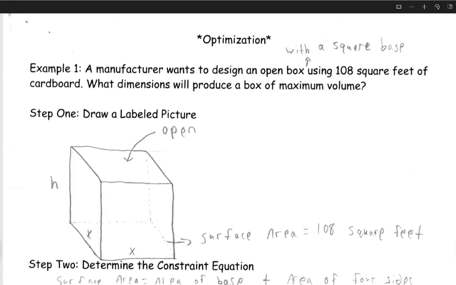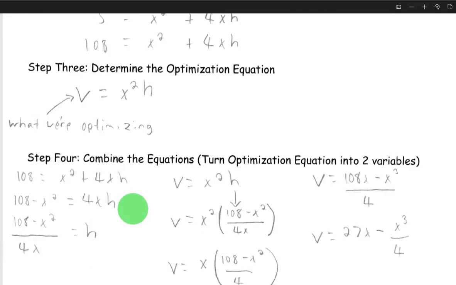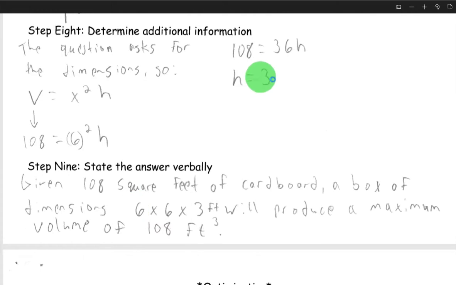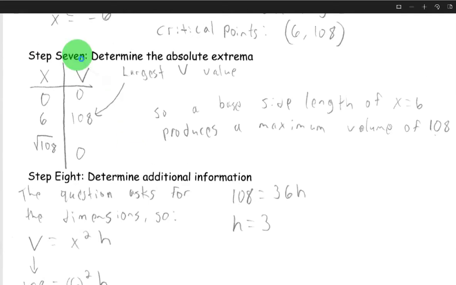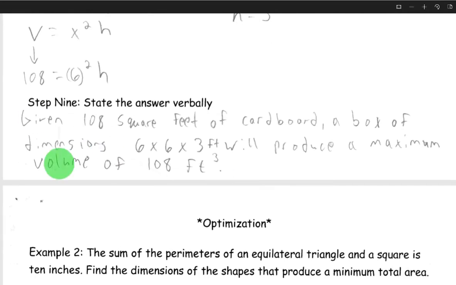Okay, we've already figured out the dimensions of this box for maximum volume, so we're just going to answer this verbally. For step 7 and step 8, we had h is 3 and x is 6. From step 7, x is 6. From step 8, h is 3. So verbally, given, so that's our step 9.